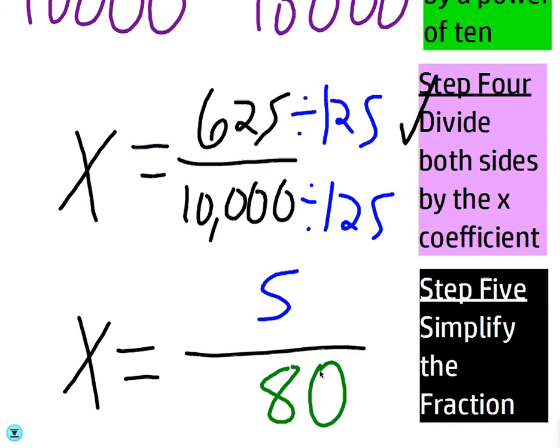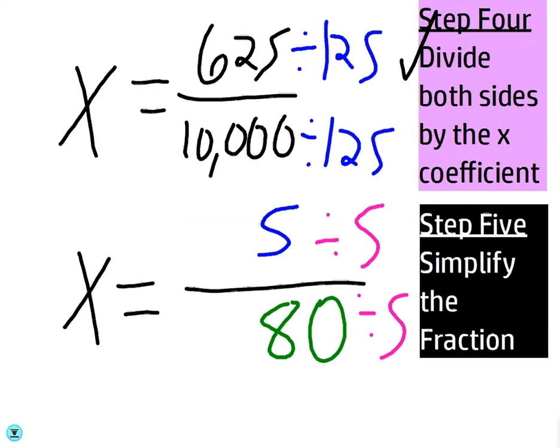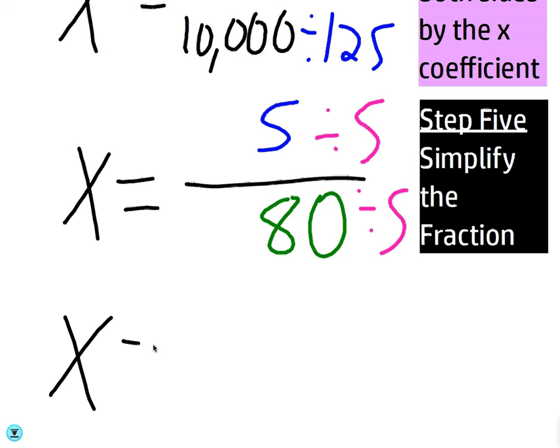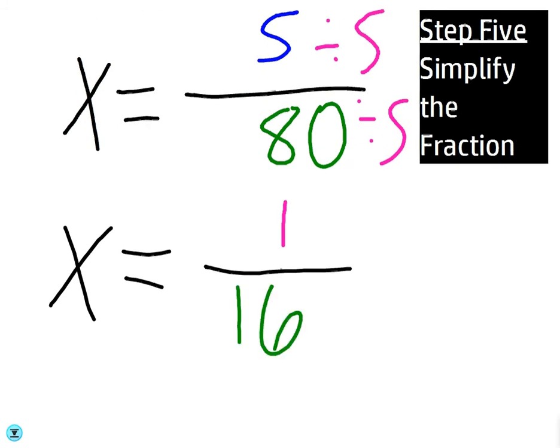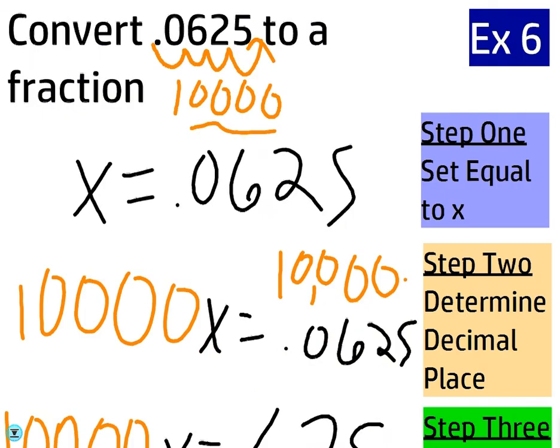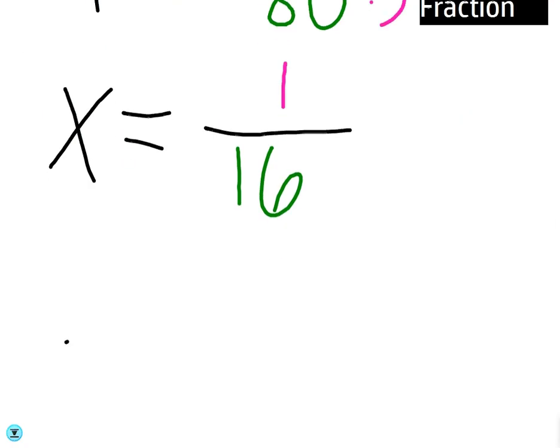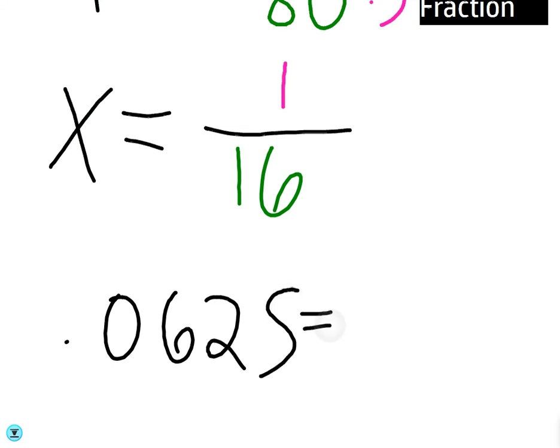Okay, now here's the thing. I can actually go ahead and simplify this even more. The top and bottom have a 5 in common, right? So 5 over 5 is 1 on the top. 80 over 5 is 16. So that means that 0.0625 is equal to 1/16. If you can keep going, just simplify it all the way.